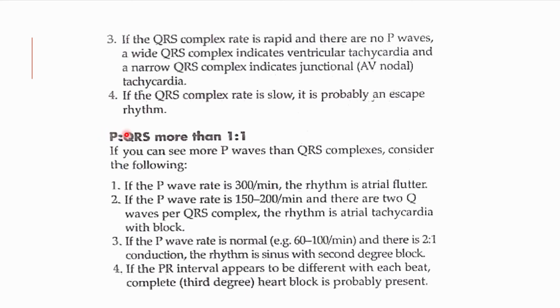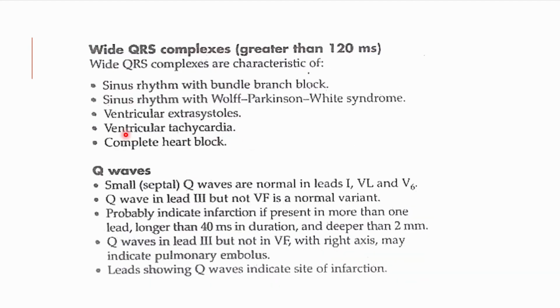With a P wave to QRS complex ratio greater than 1-to-1, so here you have more P waves than the QRS complex, you consider the following things. If the P wave rate is greater than 300 beats per minute, then the rhythm is probably atrial flutter. If the P wave rate is 150 to 200 and there are 2 P waves per QRS complex, then the rhythm is most likely atrial tachycardia with block. Then if the P wave rate is normal, for example 60 to 100, and there is a 2-to-1 conduction, the rhythm is sinus, and usually there is a second degree heart block. Then if the PR interval appears to be different with each beat, then consider that to be complete or third degree heart block. Sometimes you may get a wide QRS complex.